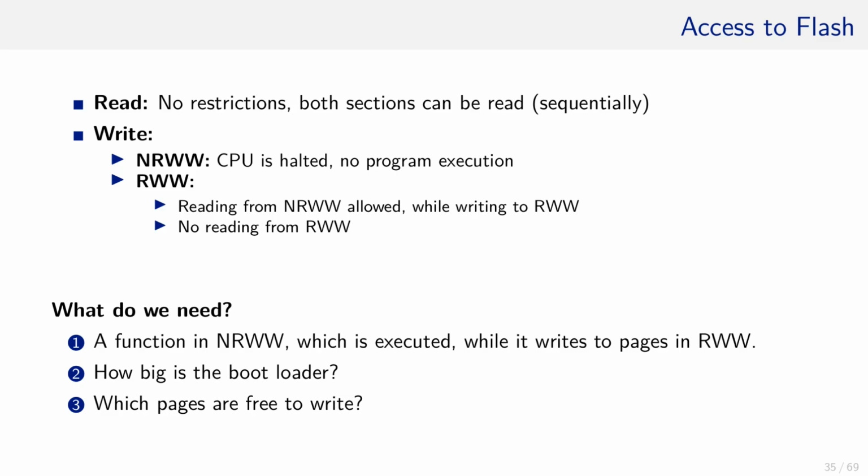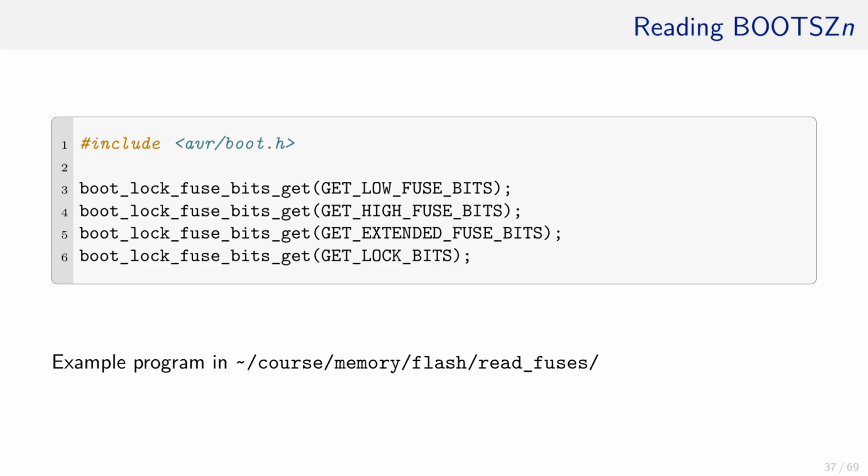And in the end, we have to make sure that the software does not overwrite our program in the read while write section. First, we have to get to know if there is some space in the no read while write section left. And for that, we have to know what the BOOTSZ bits are. Fortunately, we can get this information quite conveniently. We can just read it out. An example program is attached or can be found in a VirtualBox image in the mentioned directory.